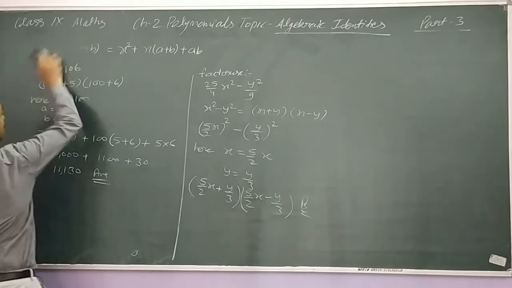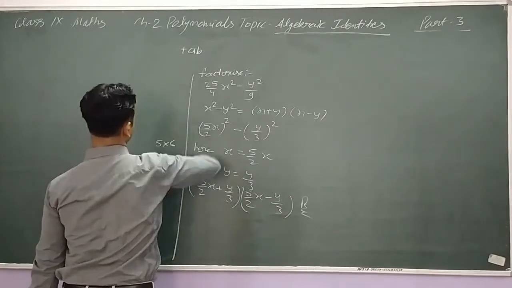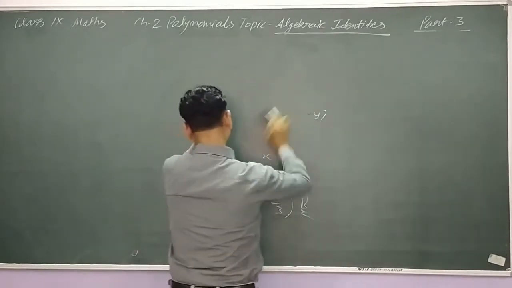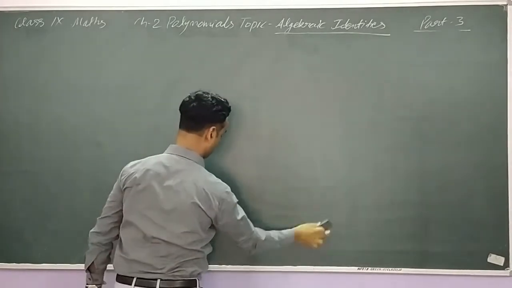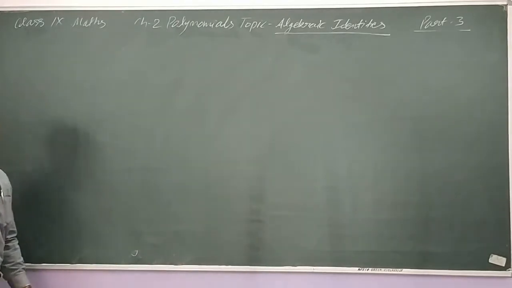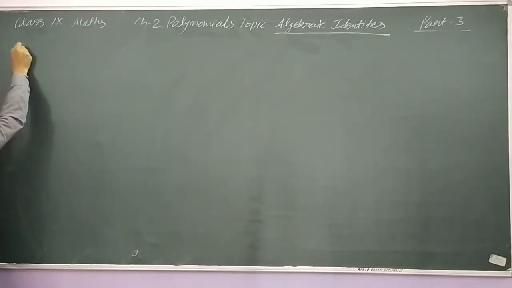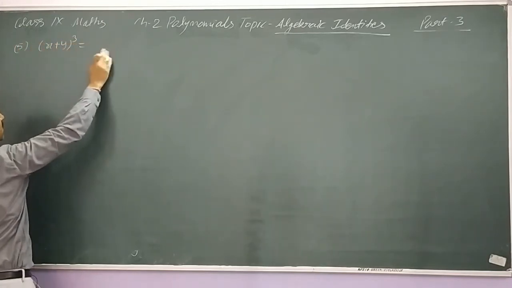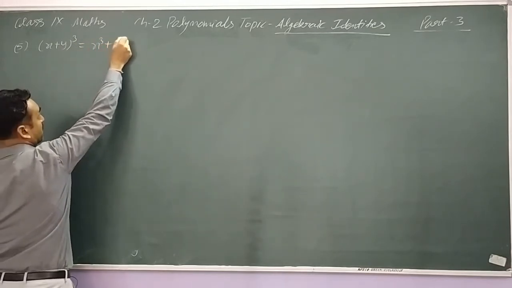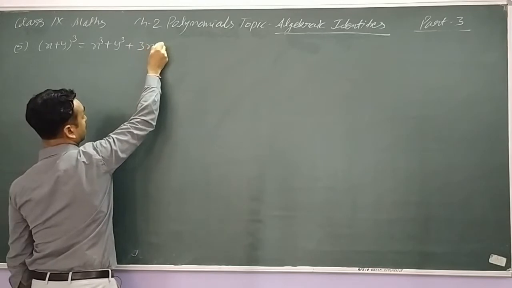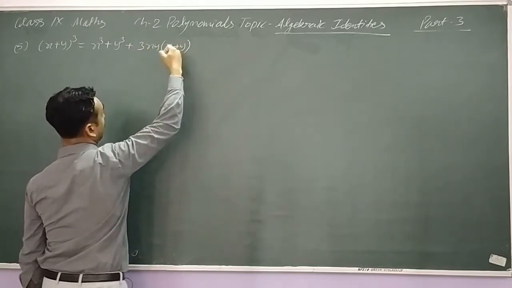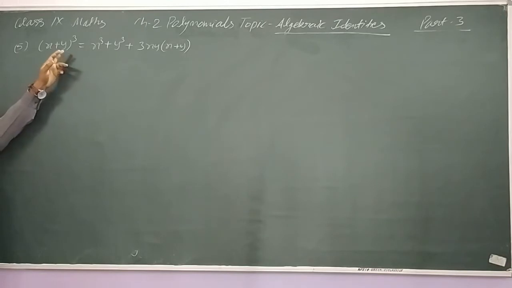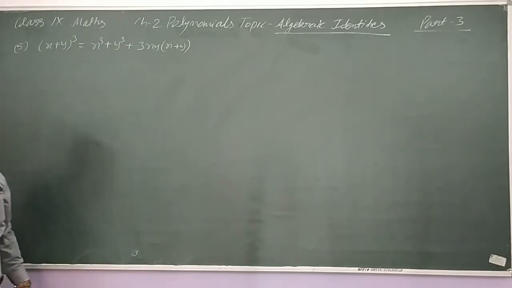Let's see more examples, more identities. Now we will discuss the cube identities, which is the fifth identity, like (x + y)³. So (x + y)³ is equal to x³ + y³ + 3xy(x + y). (x + y)³ is equal to x³ + y³ + 3xy bracket (x + y). Let's take one example to understand this.